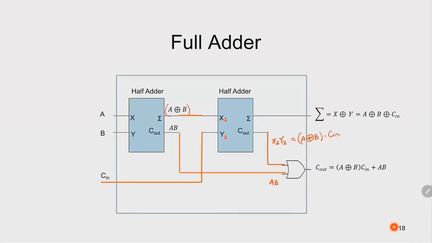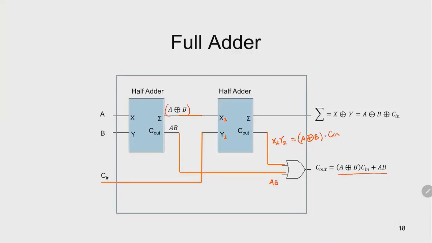And then we have an OR gate here, meaning that we OR these functions with A AND B, and that will be the carry out function of our full adder. So what we have here is three inputs, A, B, and C in, and two outputs, which are the sum and the carry out. Okay, so that is our full adder circuit.